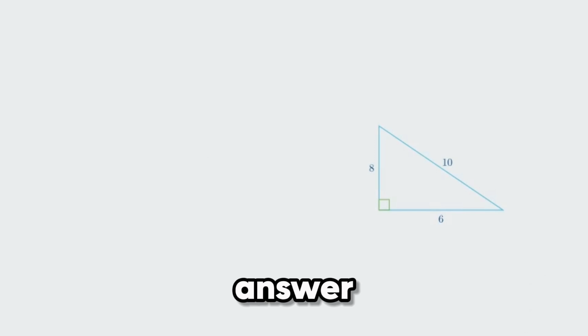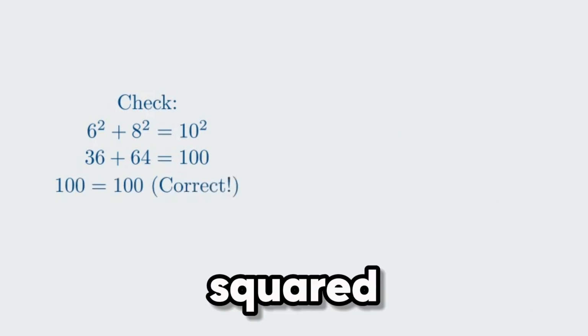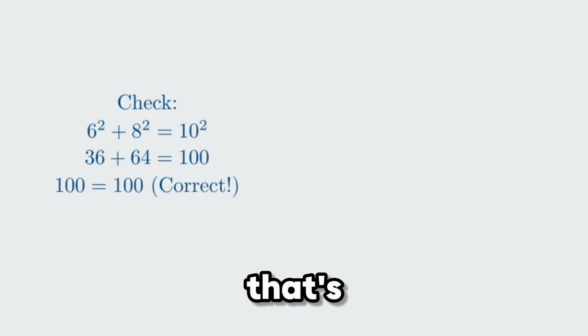Let's check our answer. The legs are 6 and 8, and the hypotenuse is 10. Is 6 squared plus 8 squared equal to 10 squared? That's 36 plus 64, which is 100. And 10 squared is also 100. It works. Let's summarize what we've learned today about the Pythagorean theorem.